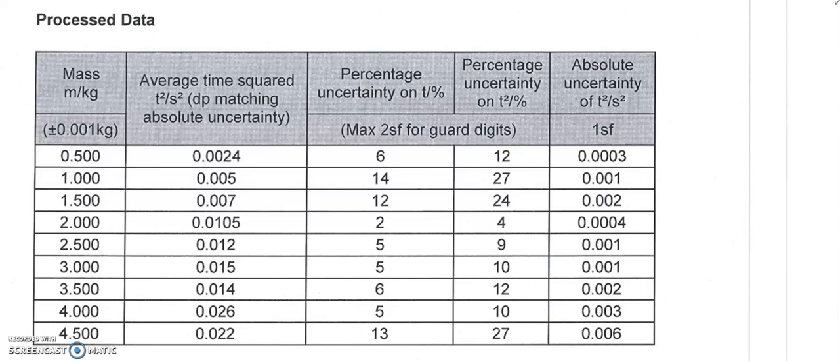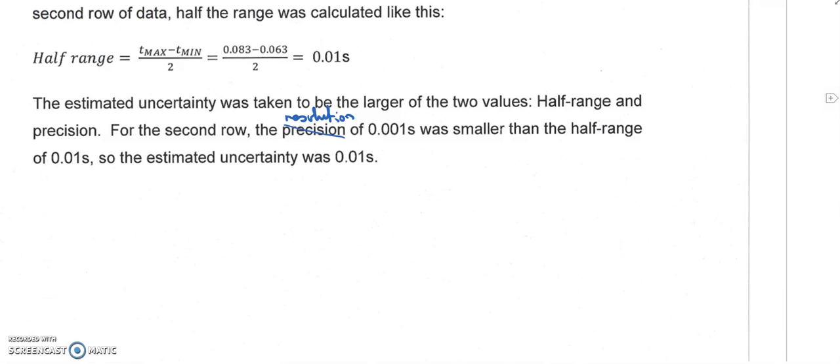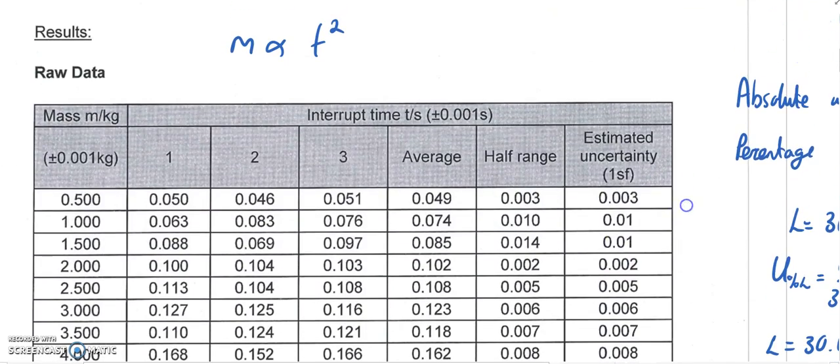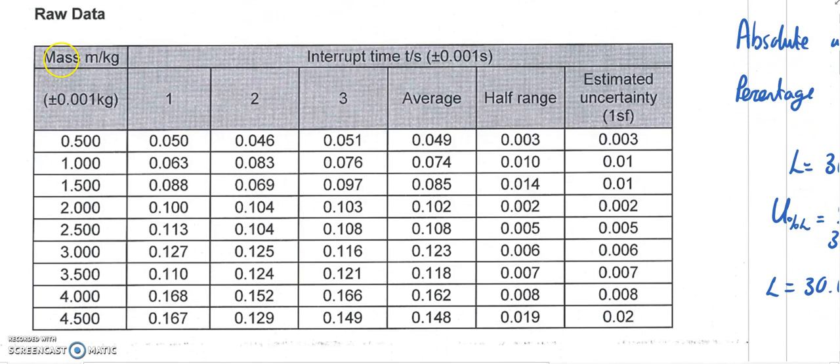This video we're going to talk about the process data table. So in the previous video we talked about the raw data table and the fact that we wanted to plot mass versus time squared. So we have the mass and we have the time. The mass has its resolution. The best we can do as an estimate of its uncertainty is the resolution, because we don't have a spread of values. We only measured it once.